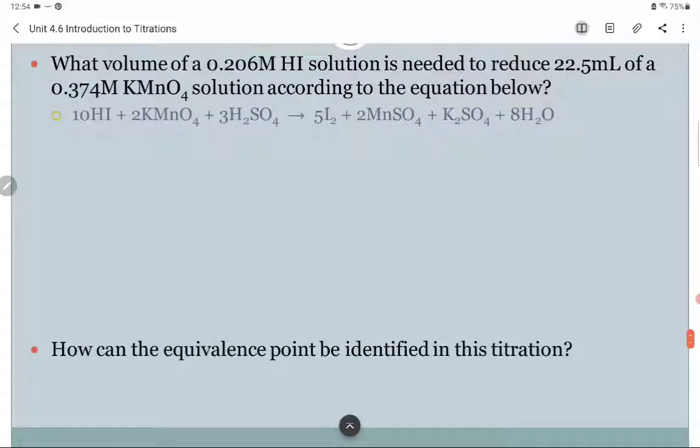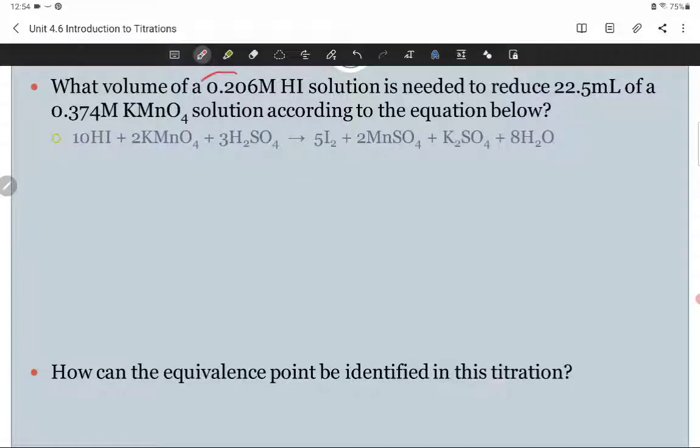Okay, very similar question. We have a molarity first, we have a volume second, and we have a molarity third. So this question is going to be about HI and potassium permanganate. We're using potassium permanganate again. So this also has a color change associated with it. So I think we've actually already answered the second part of the question. So many things have colors associated with them.